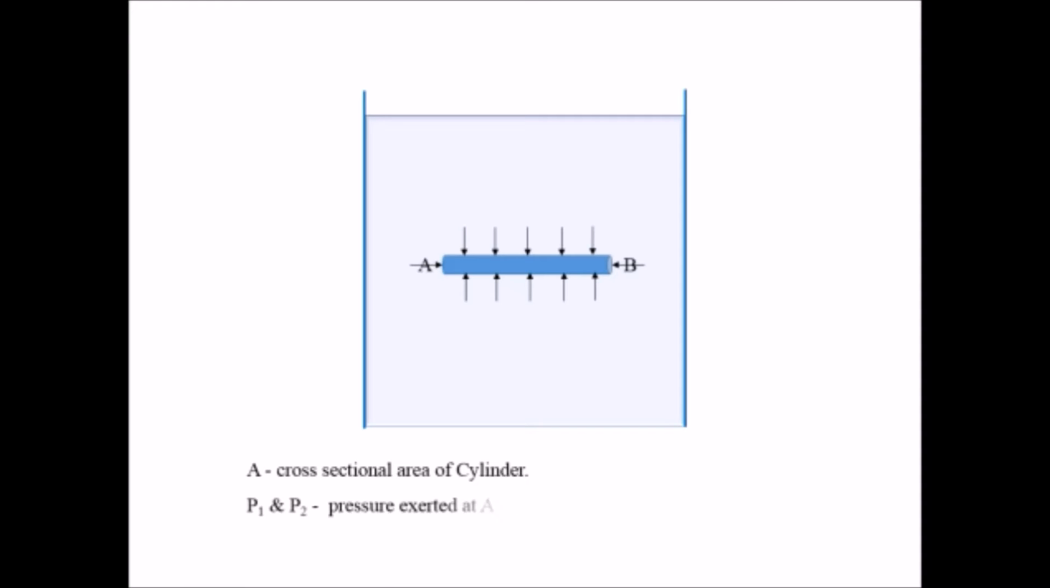Now consider another condition, which is Pascal's law. Consider the two points A and B. Now draw an imaginary cylinder with axis AB. Then the force applied to the cylinder will be normal from all sides. And here we will consider that A is the cross-sectional area of the cylinder. P1 and P2 are the pressures exerted at A and B respectively, and F1 and F2 are the forces exerted at A and B respectively.